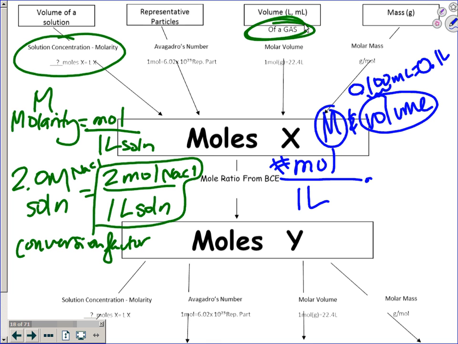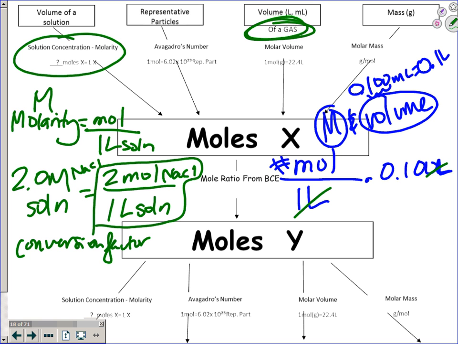So moles per liter is molarity. If I have molarity and volume both given to me, I can use them collectively together. So if I multiply this by 0.1 liters, what unit can cancel? Liters. And by golly, I made it to moles, didn't I? Because now the mole is the only thing left, right? And once I'm into moles, I can go anywhere.